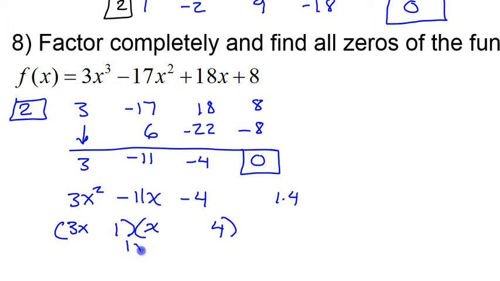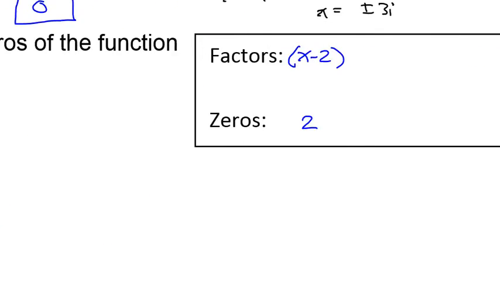Inner, I have 1x. Outer, I have 12x. I can get -11 if I go with -12 and +1. So here's my +1, and a -4 will go outer and make the -12. And +1 times -4 is -4. So this is the correct factorization: 3x plus 1, x minus 4.